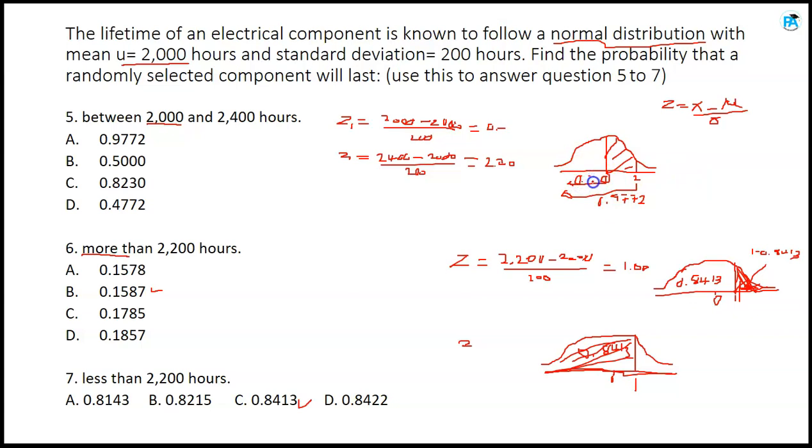So to get the area between, okay, pay attention, you take the probability you get for 2 minus the probability you get for 0. So that's 0.9772 minus 0.5, and that gives you 0.4772. So the correct answer for this is D. All that's fine. So let's proceed.